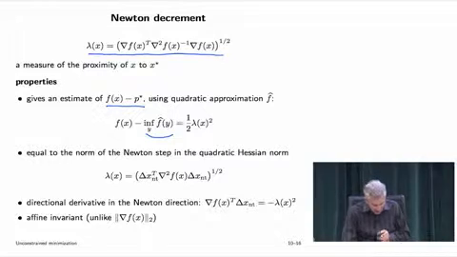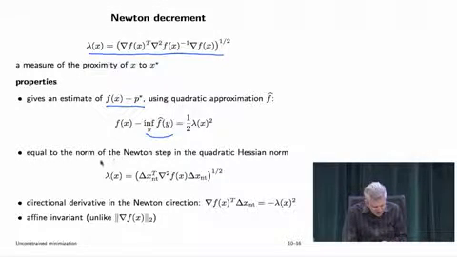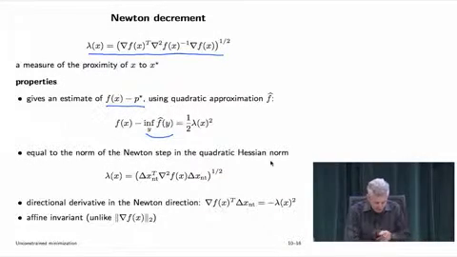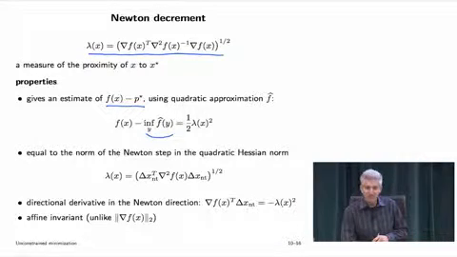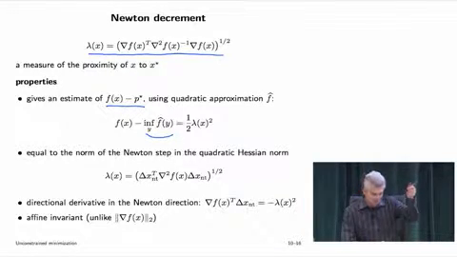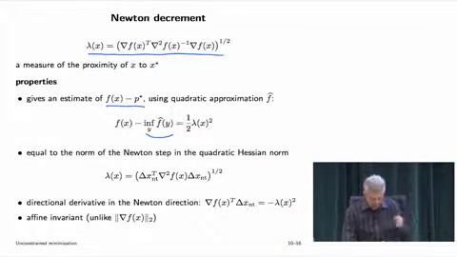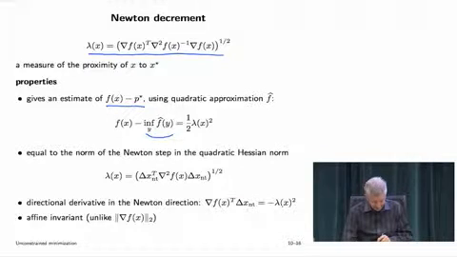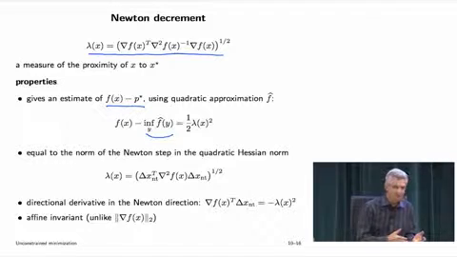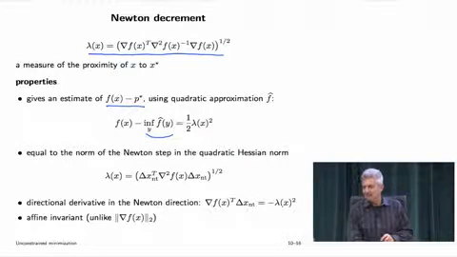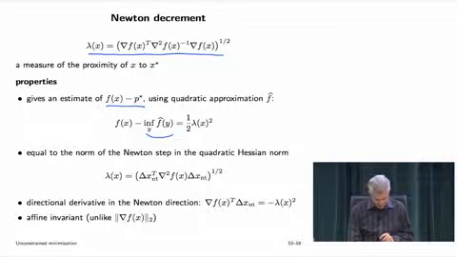Okay, now it's got all sorts of other interpretations. It is the norm of the Newton step in the quadratic Hessian norm. So that's another way to say it. And it's the directional derivative. So if you remember in the Armijo line search or Goldstein line search, there's that slope, which says, how fast are you going down? And the answer is it's minus lambda squared, right? Which once again tells you if lambda squared over 2 is tiny, it says in your line search, it's not going to go down much, right? So that tells you that.